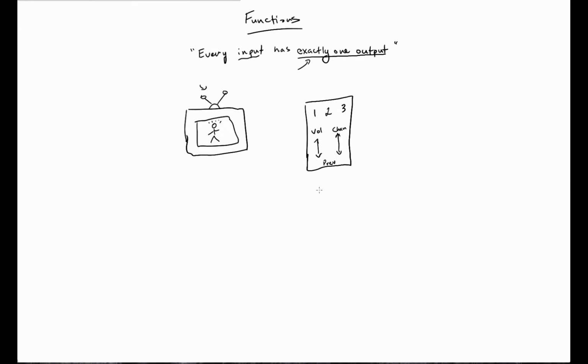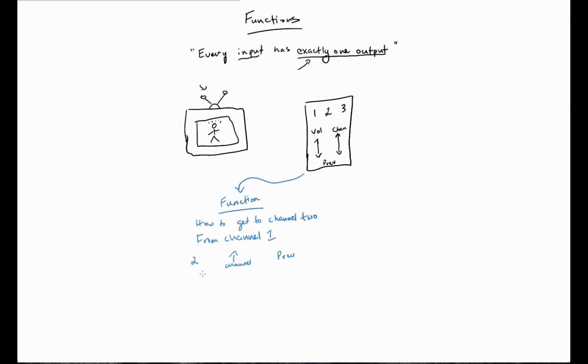Now, let's talk about a good remote. A good remote is like a function. So let's say that I were to press the 2 button. So let's say that I wanted to get to channel 2 from channel 1. Well, I'd have a few different ways of doing that, right? I could hit the 2 button. Or I could hit the channel up button. Or I could hit the previous button, assuming that I was previously on channel 2.